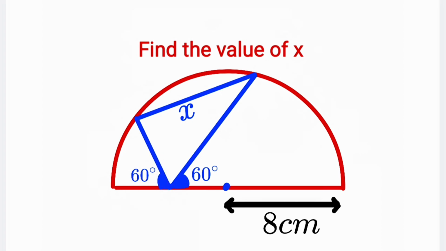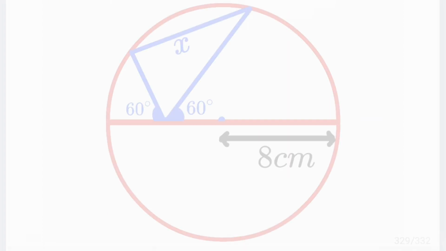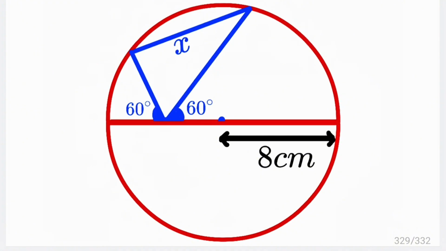So what I would like to do here is to use the idea of circle theorems to solve this problem inside the diagram. So first thing, I would like to complete the circle because we have a semicircle here. So here is a complete diagram. What I would like to do first is to extend this line to the circumference. Yes, so let's do that.